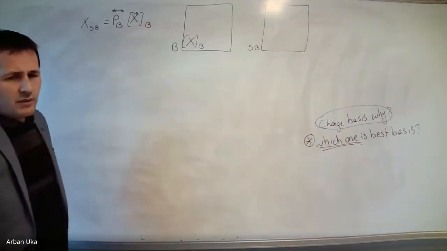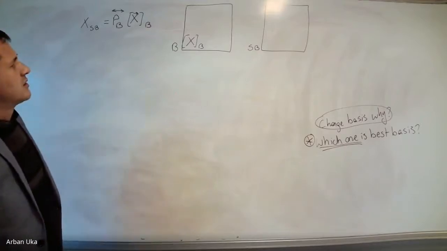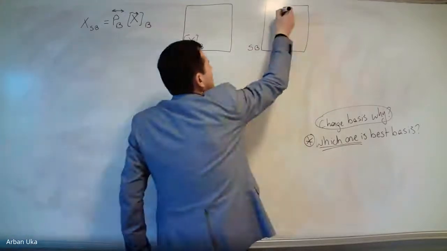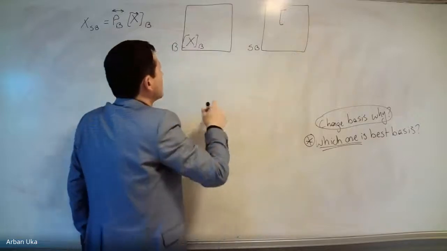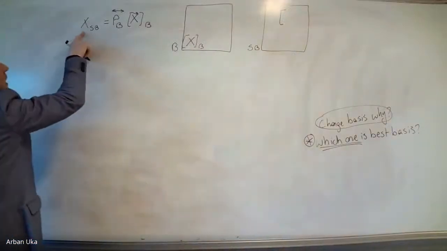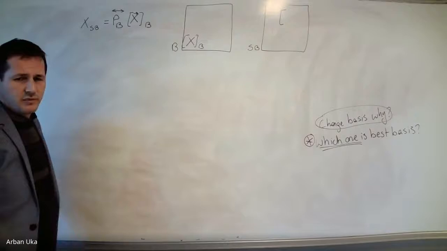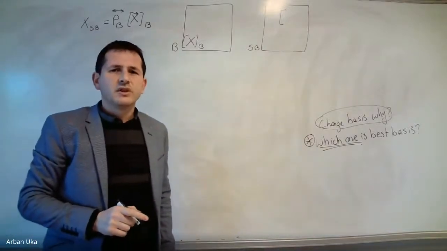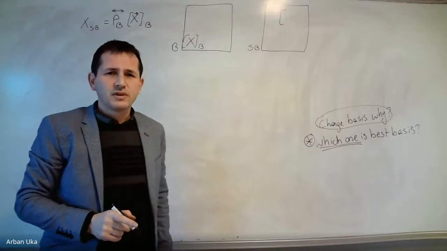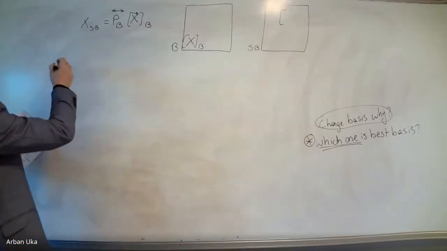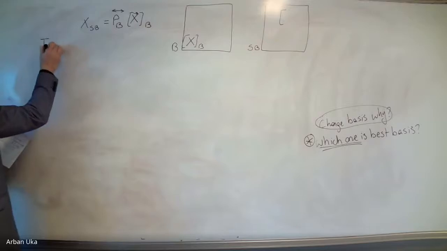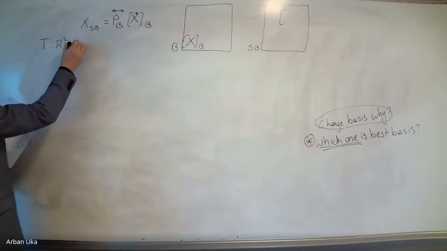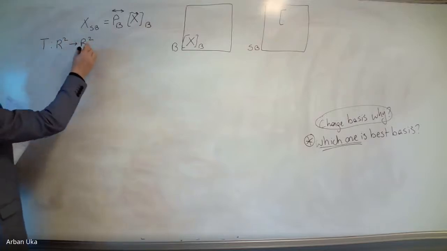Good. But now, we don't have only the transformation of the vectors. So we are looking at how a vector looks in different bases. Another important transformation is the transformation of the linear transforms. So what are the linear transformations? They are transformations that can look like T is from R squared to R squared.